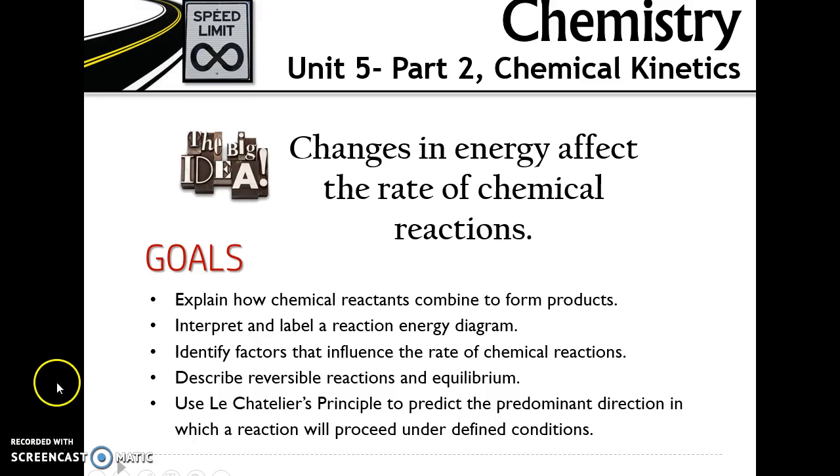So our goals for this unit were to explain how chemical reactants combine to form products, interpret and label a reaction energy diagram, identify factors that influence the rate of chemical reactions, describe reversible reactions and equilibrium, and finally use Le Chatelier's principle to predict the predominant direction in which a reaction will proceed under defined conditions.